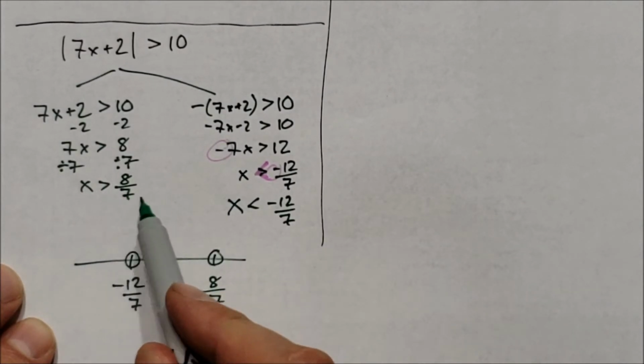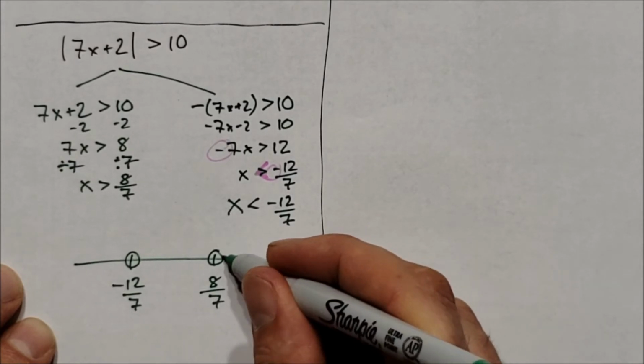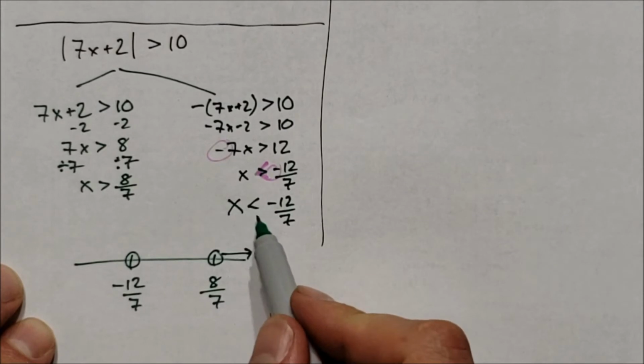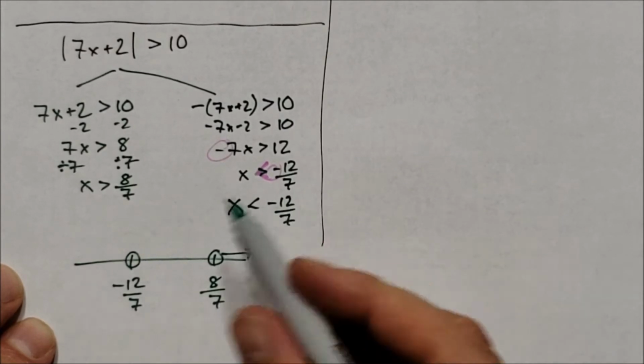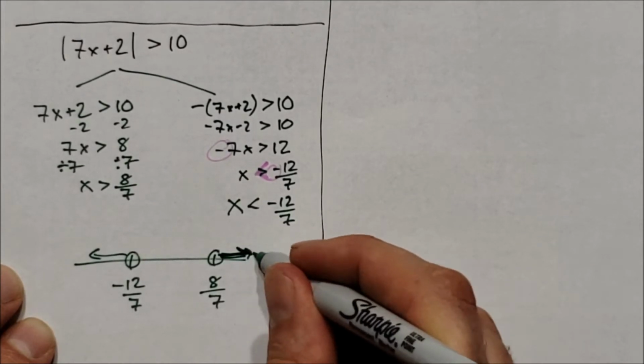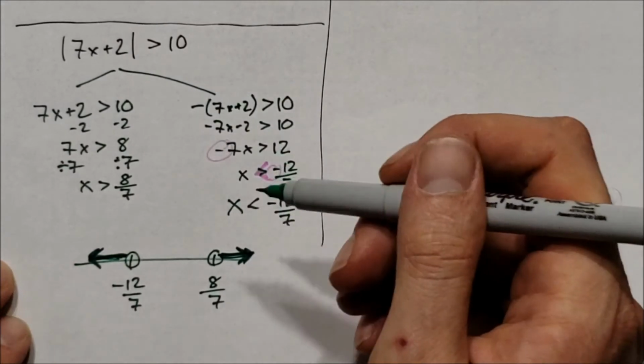x is greater than 8 sevenths. Well, greater than, that's to the right. All the numbers greater than are going to be to the right of that 8 sevenths. And x is less than negative 12 over 7. Well, it's that direction. So we're looking at both of these cases as values that would satisfy the original inequality.